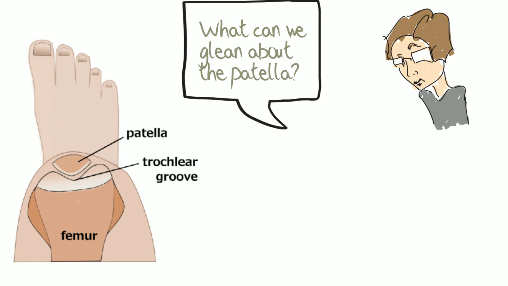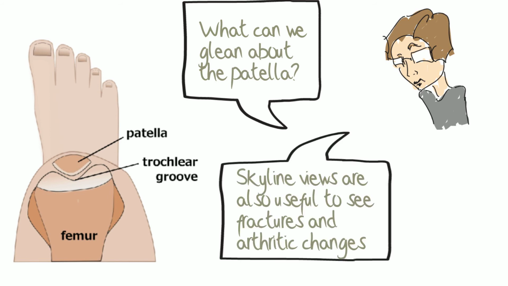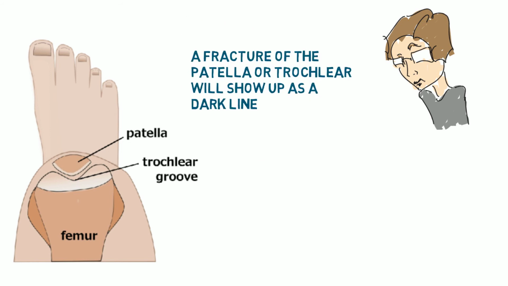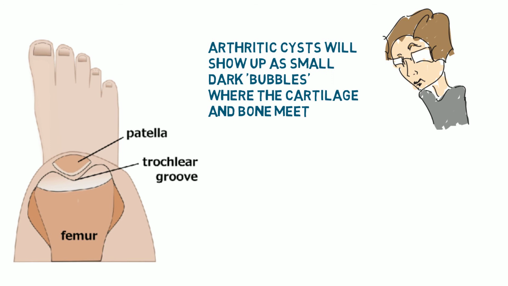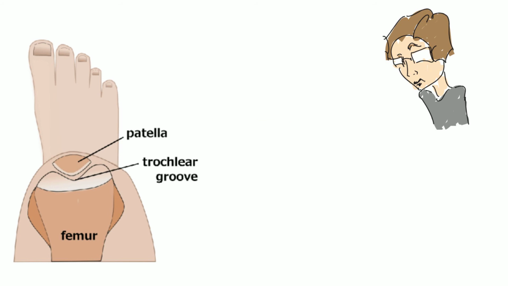The skyline view may also reveal bone breaks or arthritis. A fracture or bone break of either the patella or trochlear will show up as a dark line. Arthritic changes may reveal themselves as small bubbles of cystic alteration in the bony surface, or irregular spurs at the joint edges.